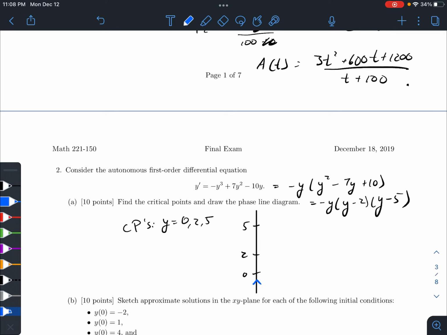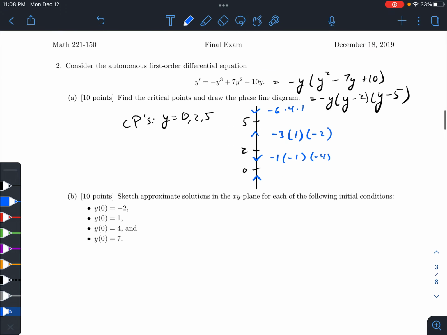between 0 and 2. If I plug in 1, I get negative 1 times 1 minus 2, which is negative 1, times negative 4. So that's going to be negative. So it's going up. If I plug in 3, I get negative 3 times 1 times negative 2. So I would get positive. And if I plug in 6, I would get negative 6 times 4 times 1. So that's negative, so that's going down.